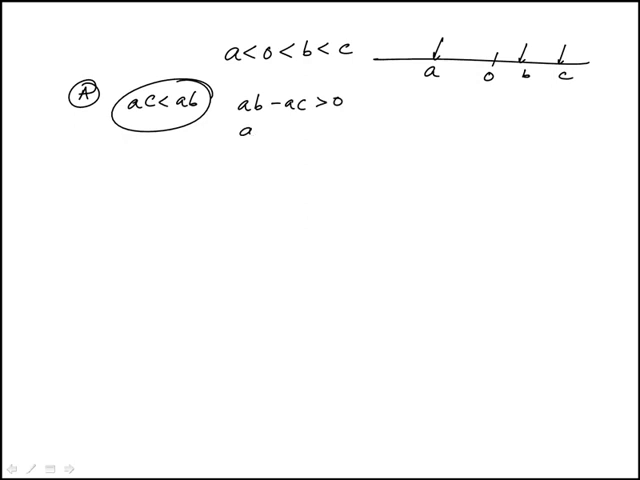I notice that there is a common term A on both sides. I'm going to factor that, and so we need to assess whether this is true or not. Now A is negative and B minus C is negative because B is less than C, so this product will be positive, so that holds true.